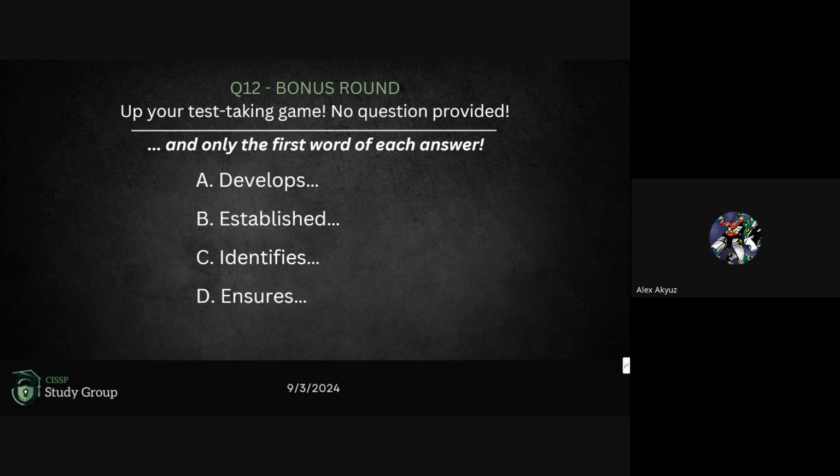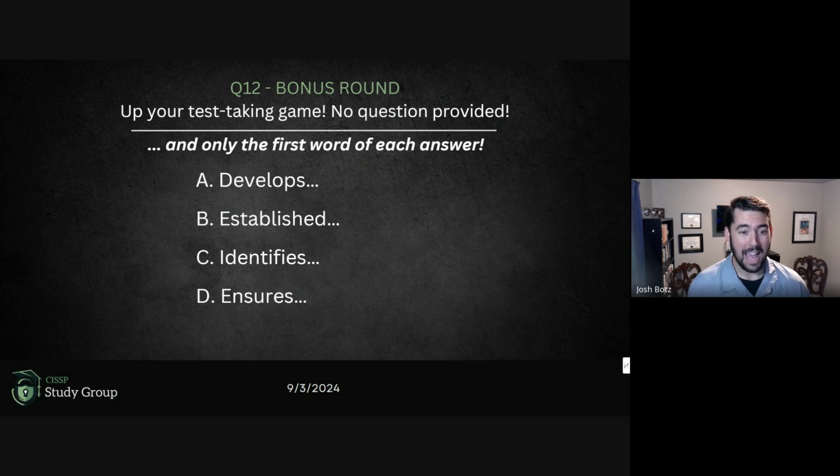Established states that it's already done. Yeah, past tense. Exactly, Alex. So let's use the technique I mentioned before. My buddy developed software. My buddy established software. That doesn't quite work grammatically. My buddy identifies software. It doesn't really make sense, but it works. My buddy insures software. Again, it doesn't really make sense, but it works.